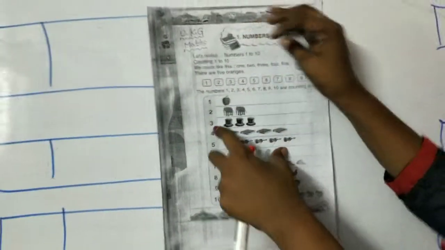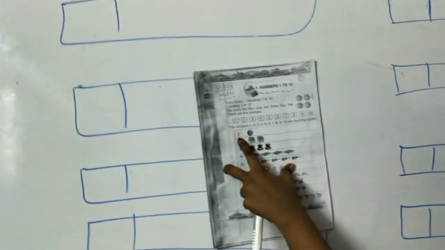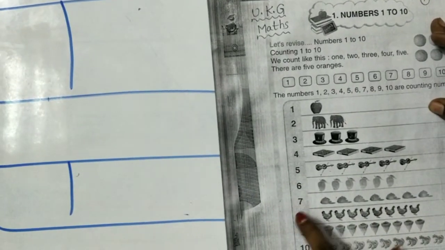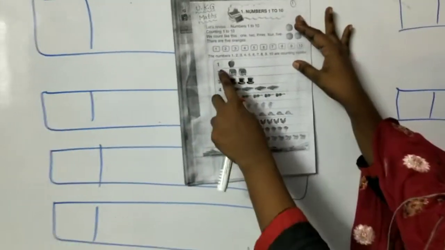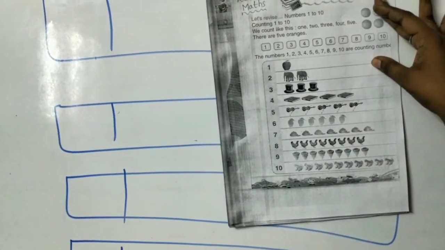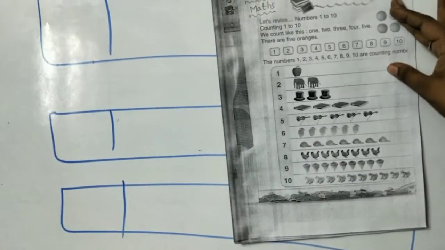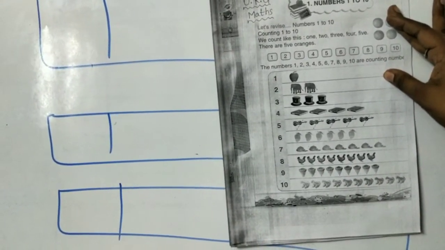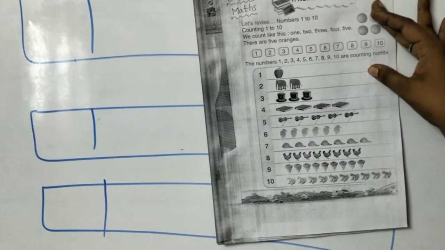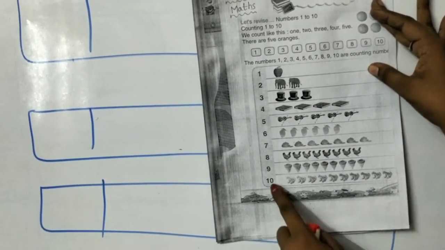So once again, what is this number? 1, 2, 3, 4, 5, 6, 7, 8, 9, 10. Can you repeat? 1, 2, 3, 4, 5, 6, 7, 8, 9, 10.